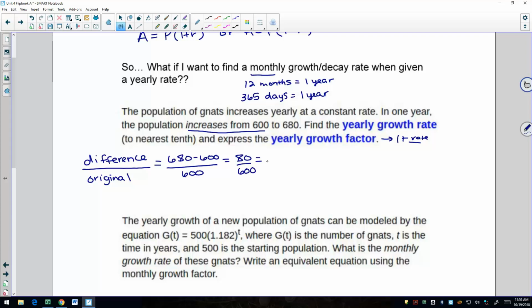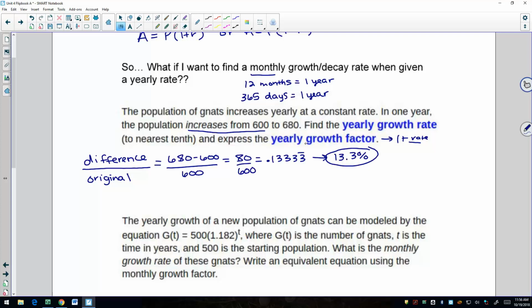which turns out to be 0.1333. It goes on forever with these threes. Now that is a decimal, which is fine, but if you wanted to talk about it in terms of a percent, you would just multiply it by 100, which means you move the decimal 2 spots to the right. So 13.3% is the growth rate.